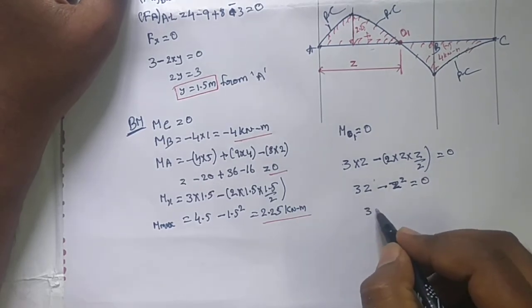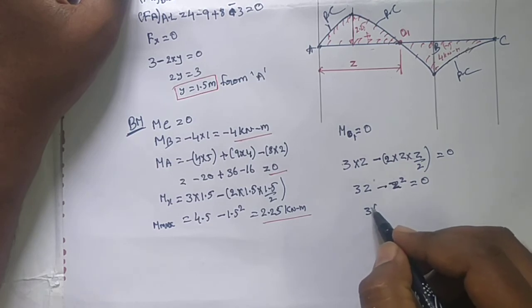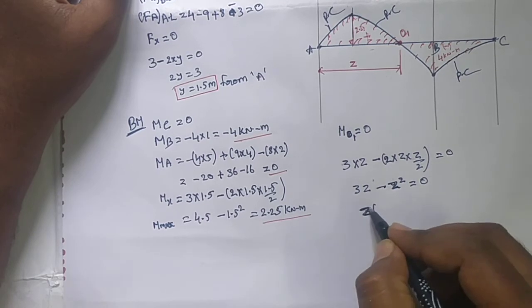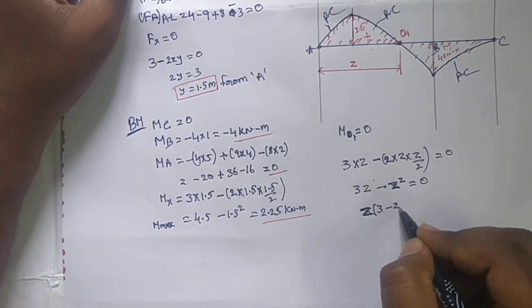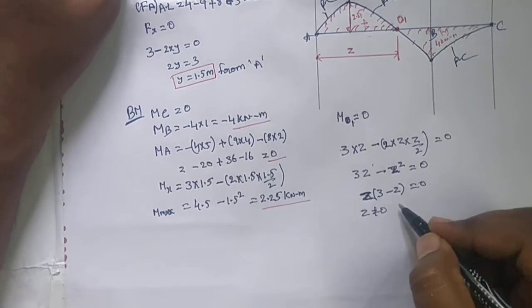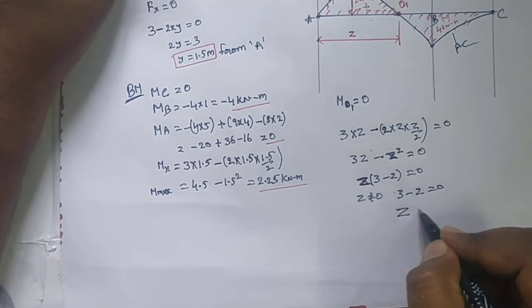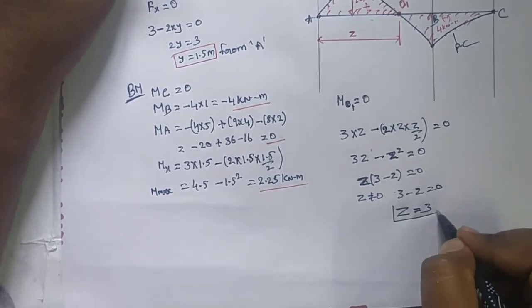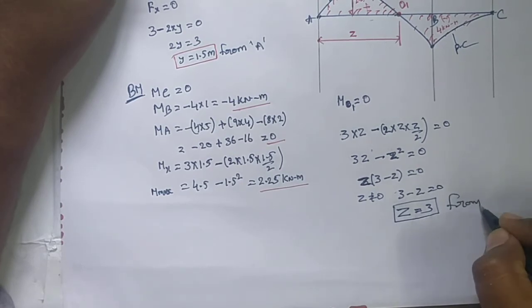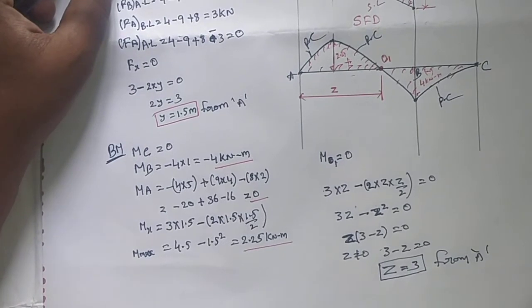Taking Z as common, Z into 3 minus Z equals 0. Z is not equal to 0, so 3 minus Z equals 0, so Z equals 3, that is, 3 meters from point A.